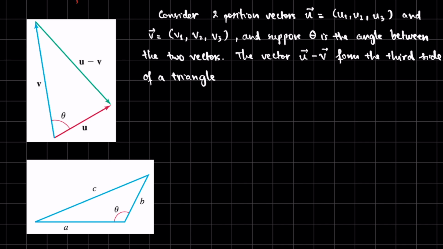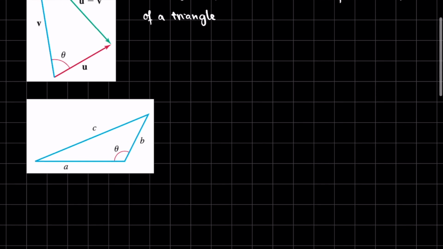That is, u dot v equal to u1 times v1 plus u2 times v2 plus u3 times v3. First of all, by the law of cosines, given a generic triangle, c squared equals a squared plus b squared minus 2 times a times b times cosine of theta. So this is the law of cosines for a generic triangle.